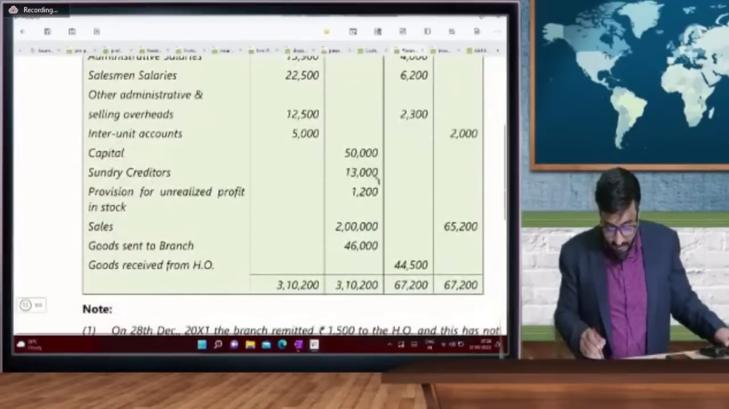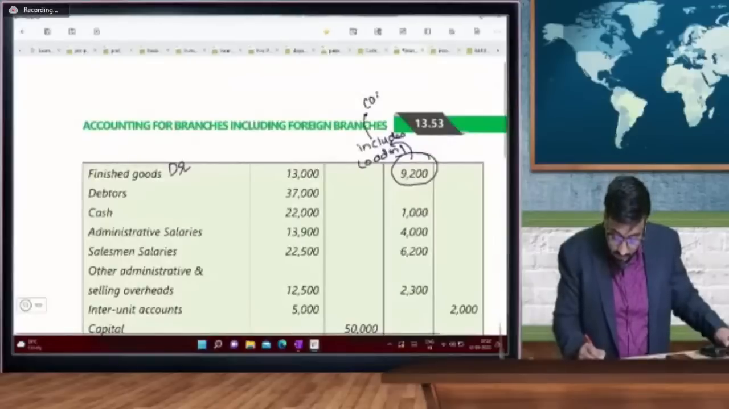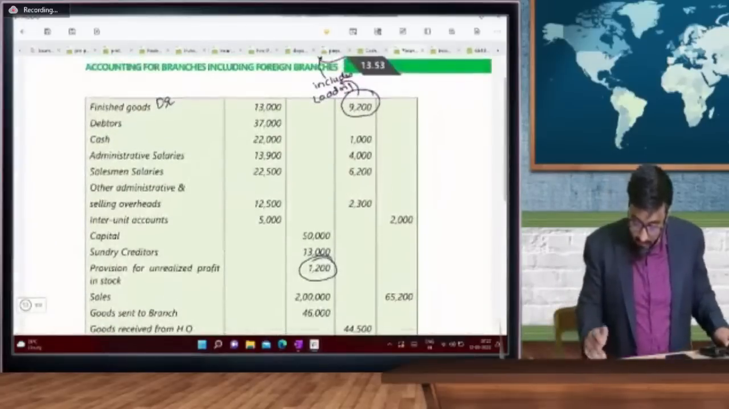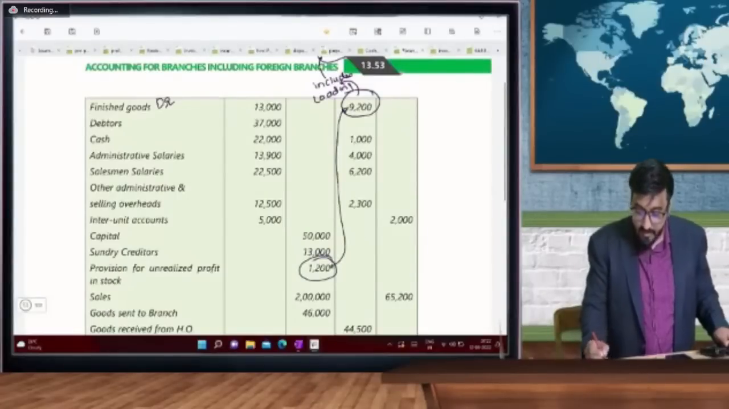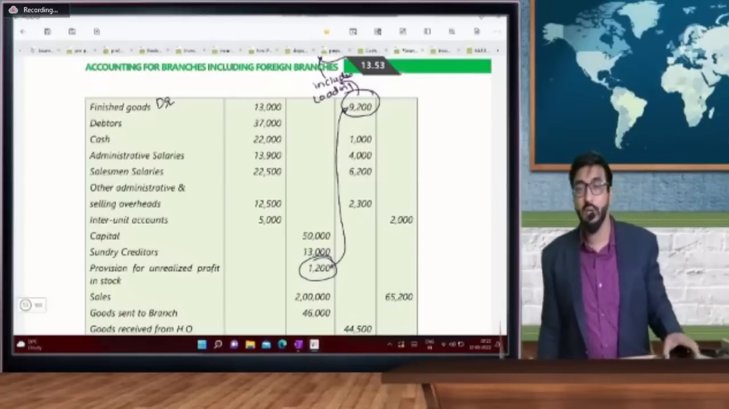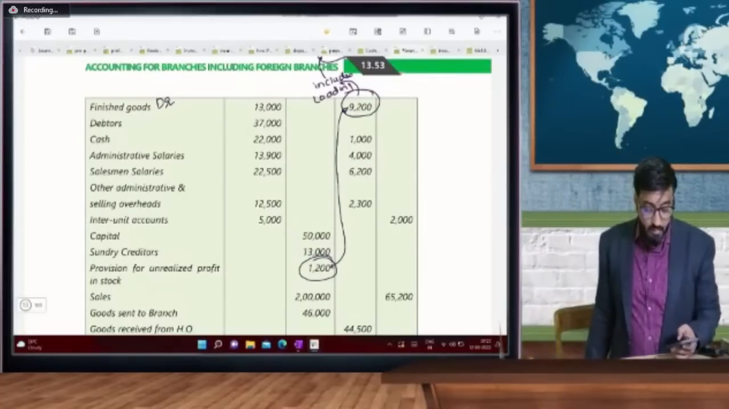Now see, who will cancel this loading? Who will cancel this loading? Cancelled by head office. And you can check this 1,200. You can connect these two, and this is cancelled by head office. Okay. So 9,200. I hope now you got this concept. Yes, I want to know how many of you understood this amount.